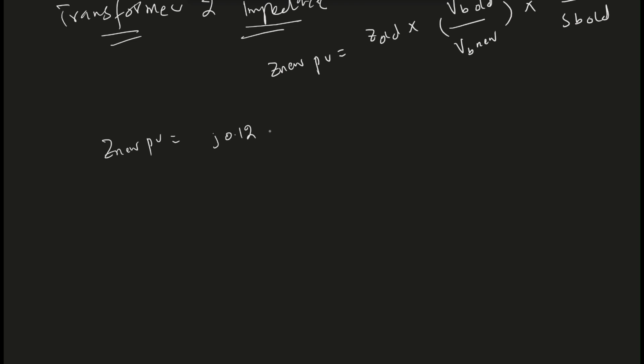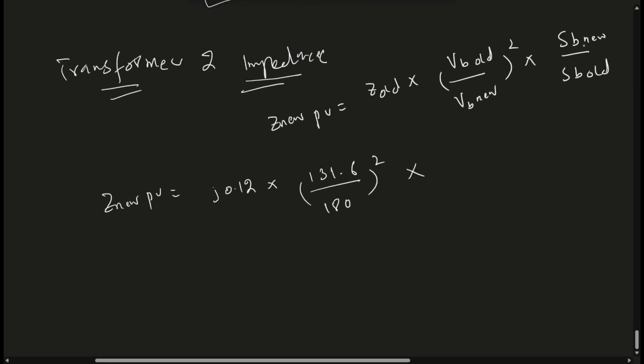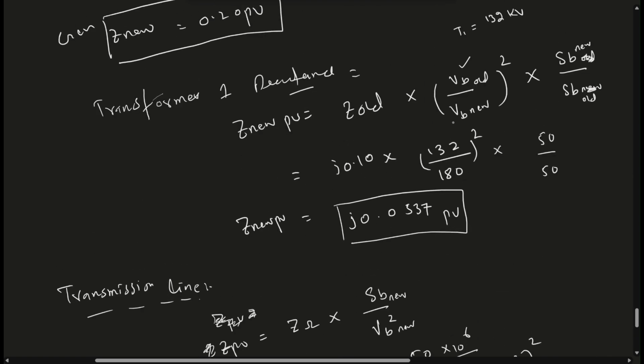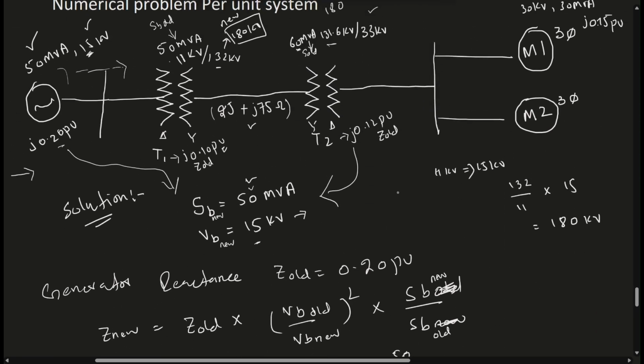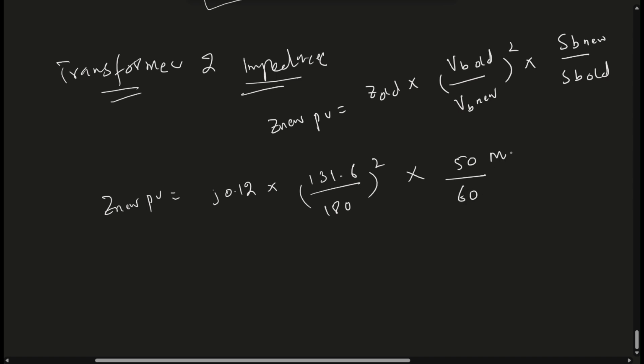Multiplied by 131.6 divided by 180, which is the new value, squared. Now multiply by SB new. What is SB new? SB new is 50. What is SB old? The SB old is 60 MVA for T2. MVA and MVA will cancel out, so that's why I'm not writing it down here.